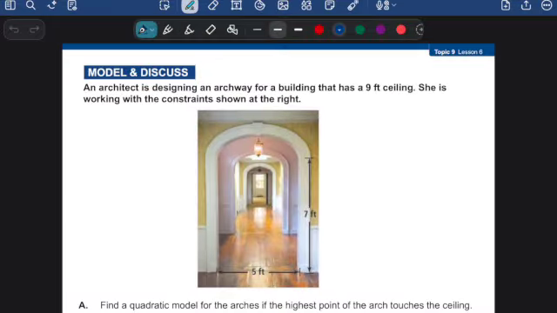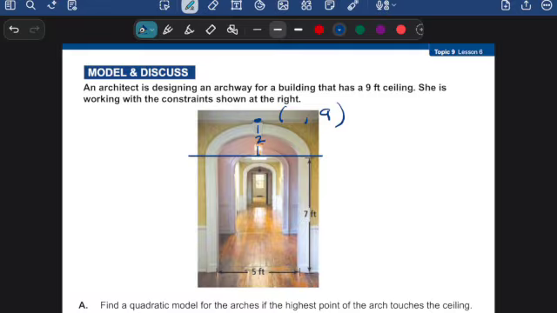For the model and discuss, we have this diagram, this archway. An architect is designing this archway for a building that has a 9-foot ceiling. So up here at my vertex, let's label some points. If this is a 9-foot ceiling, I know it's something comma 9, right? And I can see that up to where the arch begins is only 7 feet. So that means from here to here, this distance is going to be 2 feet, okay? And then we have a width of the archway is 5 feet.